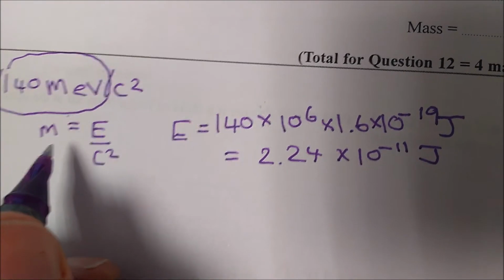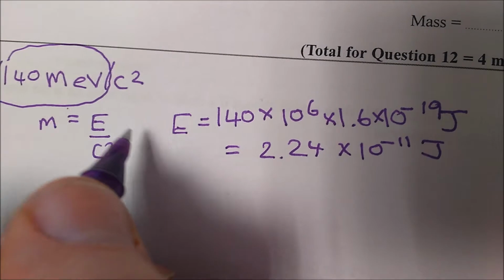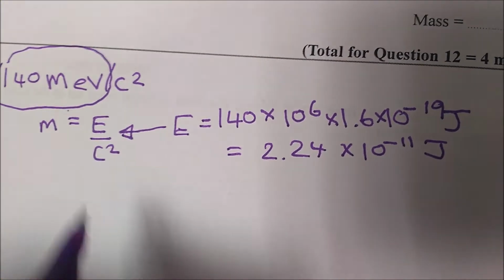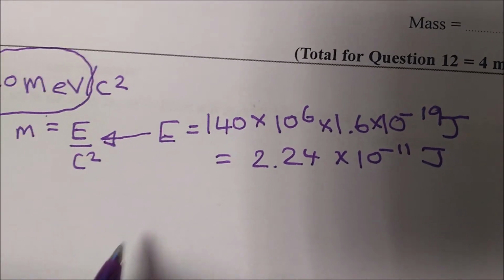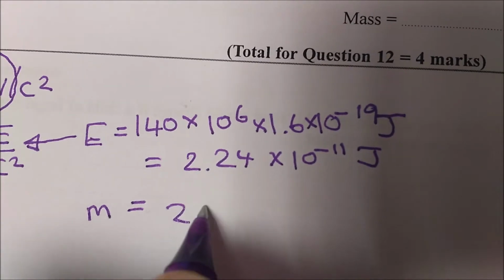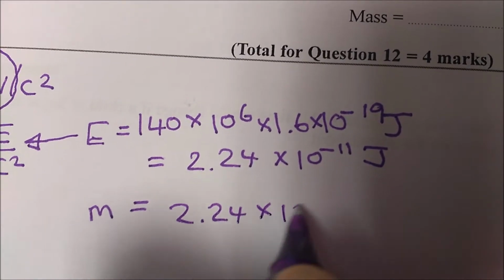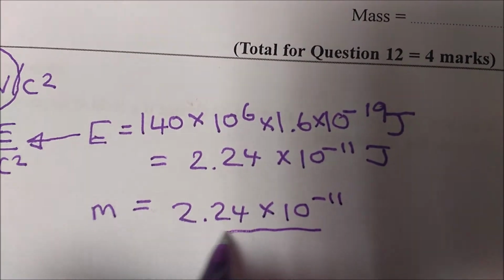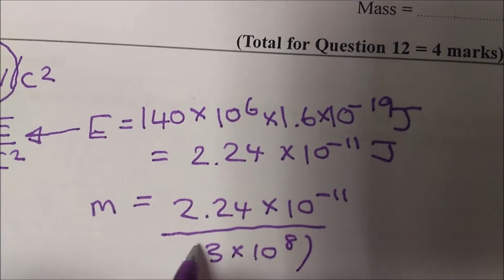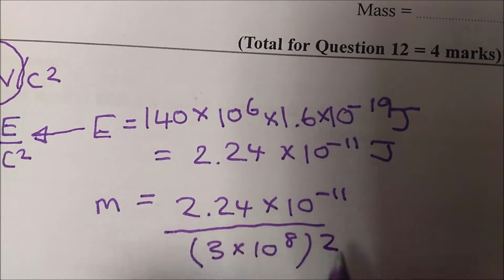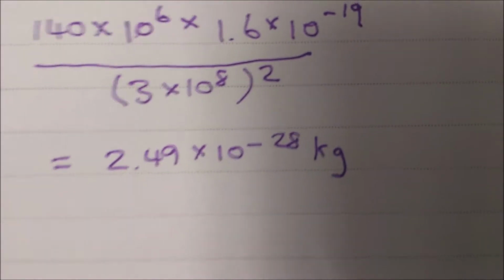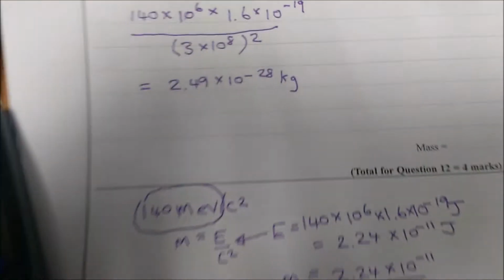And then you can just use m equals E over c squared, so you're just putting that into there. You've got the rest mass energy in joules now. Remember, you always have to use joules when you calculate, and so the mass is just going to be the rest mass energy divided by 3 times 10 to the 8 squared, and it gives you the same answer as before, 2.49 times 10 to the minus 28 kilograms. They're both giving you the same answer.